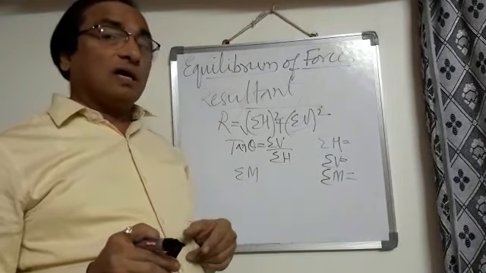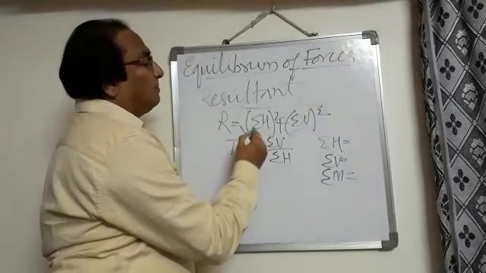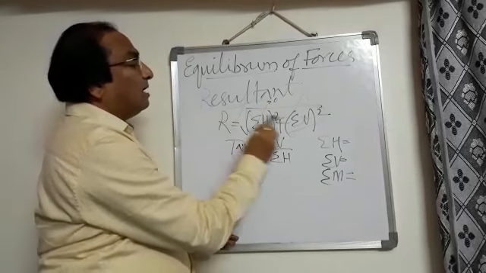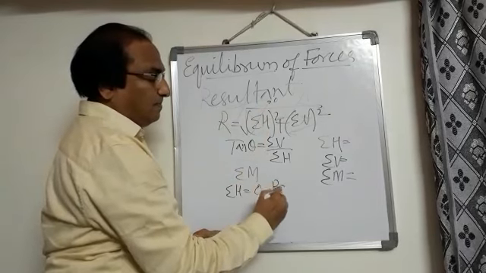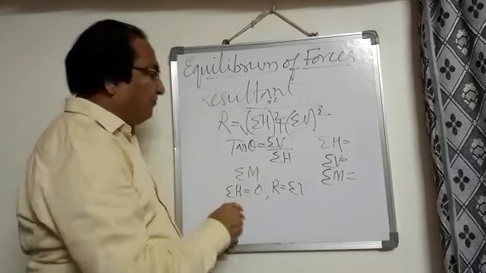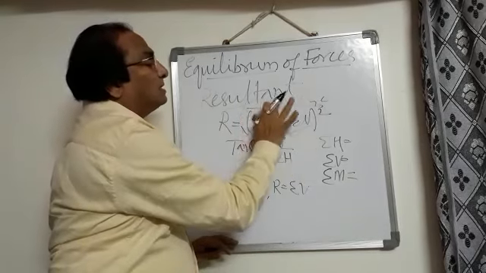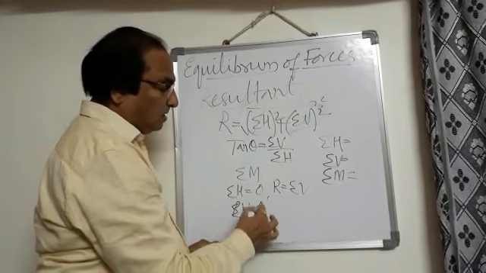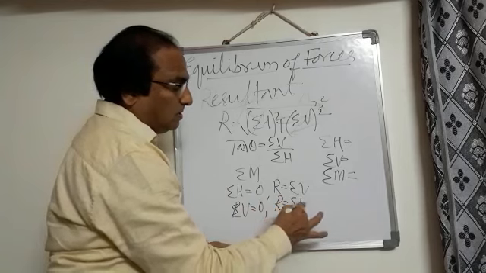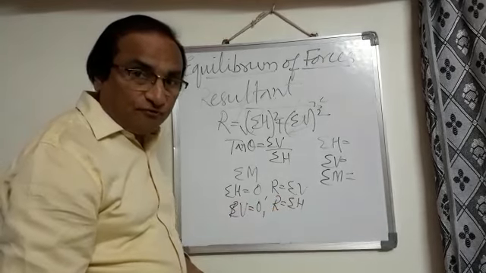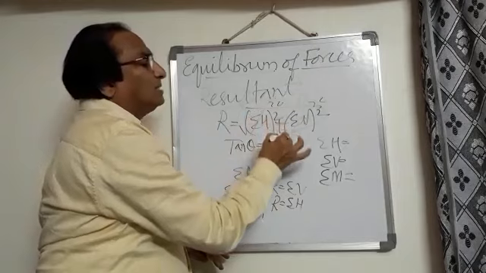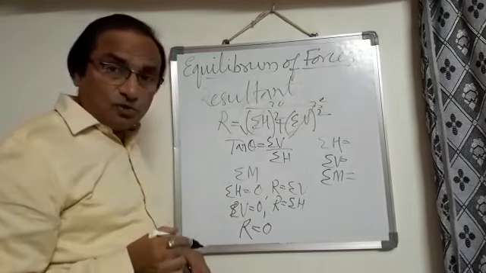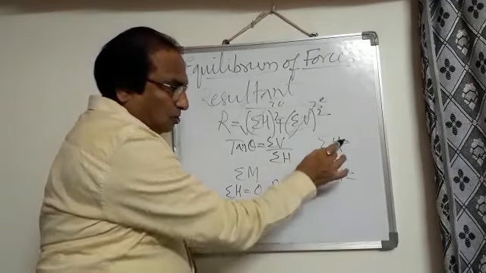Now if I come to concurrent force system, if sigma H is 0, then what is left out is R will be equal to sigma V. If sigma V is 0 and sigma H is existing, then R will be equal to sigma H. If sigma H is 0 and sigma V is also 0, then what will happen to the resultant? 0.